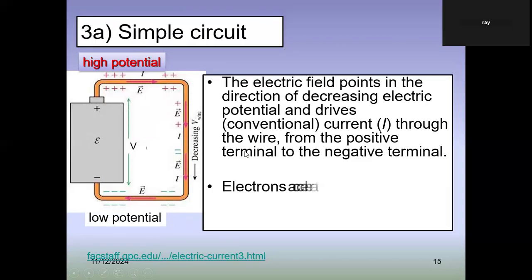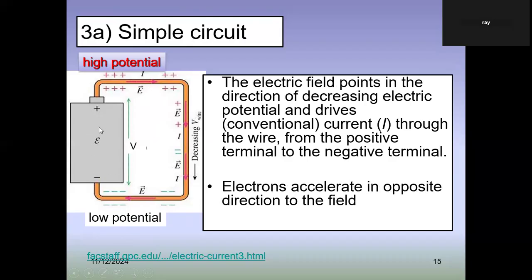The electric field points in the direction of decreasing potential, high potential to low potential. That's where the electric field will go, and it drives conventional current through the wire from positive terminal to negative terminal. The conventional current is the positive charge. We just imagine the positive charge can move, but actually the positive charge doesn't move. It's just conventional, decided by scientists. Initially they thought it was the positive charge that moved, but later they realized it's the electron.